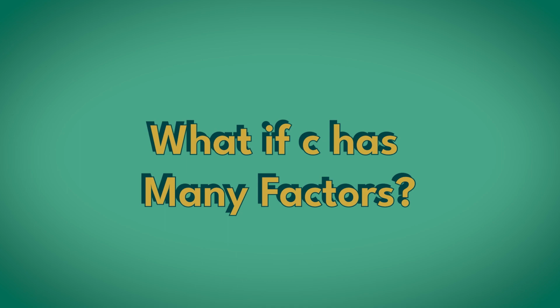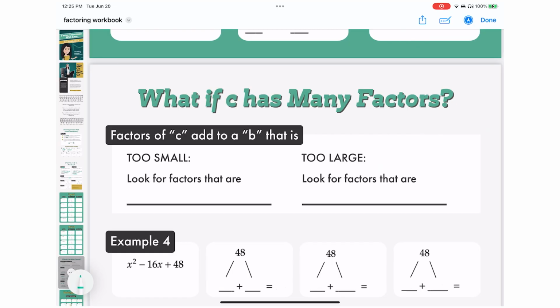What if c has many factors? I've got a shortcut for you. If the factors of c add to a b that is too small, look for factors that are farther apart. If the factors of c add to a b that is too large, look for factors that are closer together. I've presented that as a rule, but now let me show you how it works.